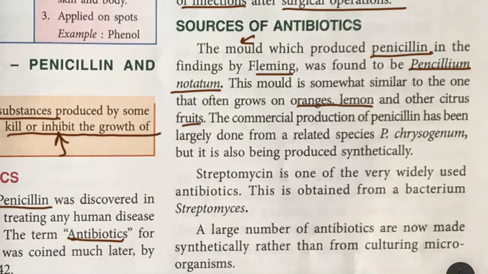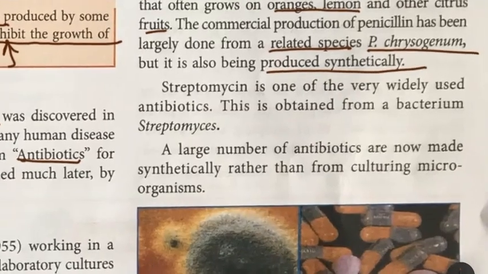And this fungus was similar to the one which grows on oranges, lemons and other citrus food. Okay, and then commercial production of penicillin has been largely done. When we talk about commercial production, we are talking about the production in huge amounts for use all over, for so many people. Okay, so then the commercial production was done from a related species that is similar to Penicillium notatum, that is Penicillium chrysogenum. But nowadays it is also being produced synthetically in the labs.